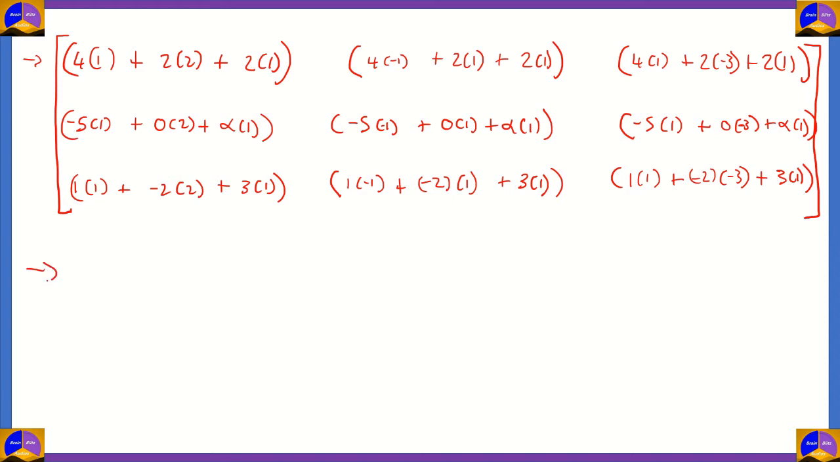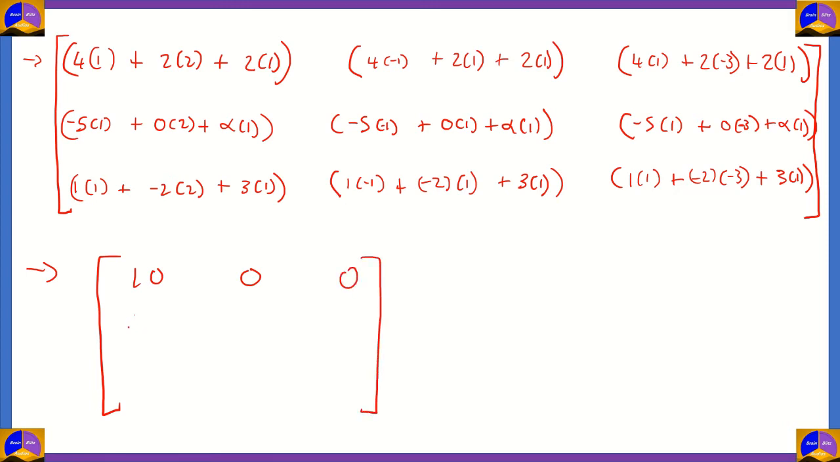So now we'll simplify this. 4 times 1 is 4, this is 4, that is 2. 4 plus 4 plus 2 gives you 10. And then minus 4 plus 2 plus 2, so minus 4 plus 4 gives you 0. 4 minus 6 plus 2, 4 plus 2 gives you 6. 6 minus 6 is once again 0.